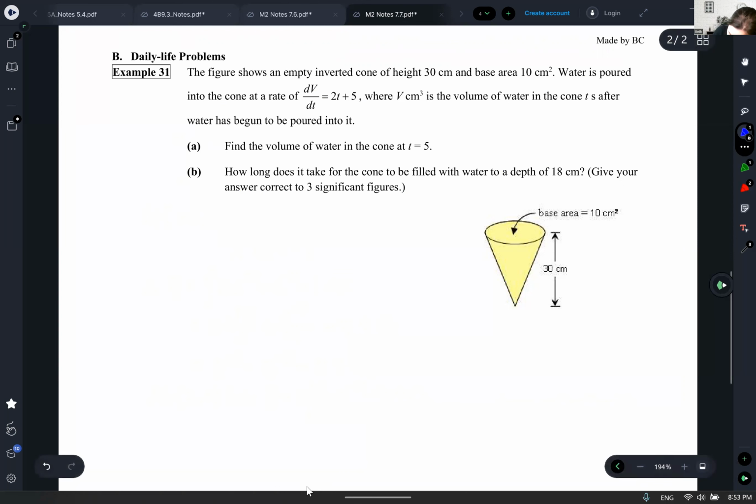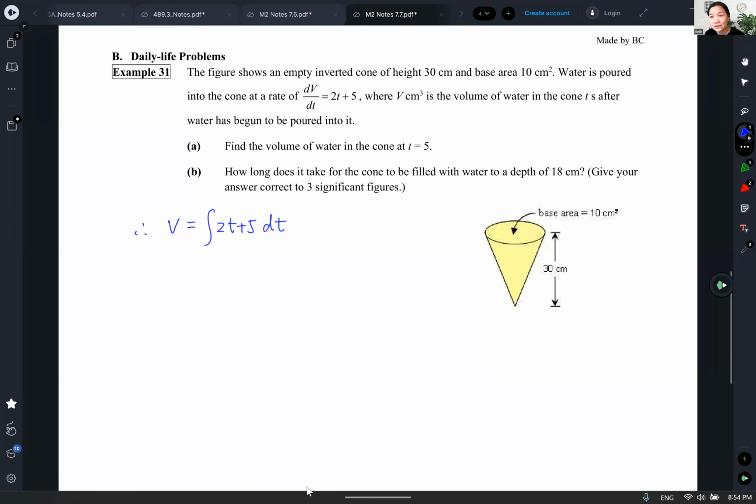Okay. Have you ever thought about using the rate of change backwards? Yes. If dV/dt is given, I can find V by integrating dV/dt with respect to t. Now I find V of t, and that is equal to t squared plus 5t plus c.